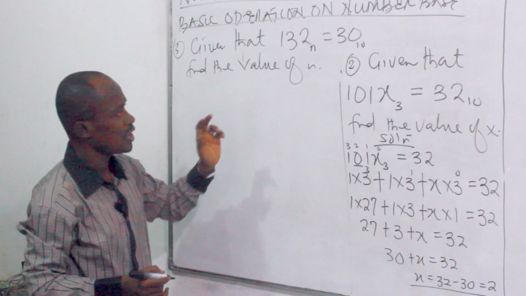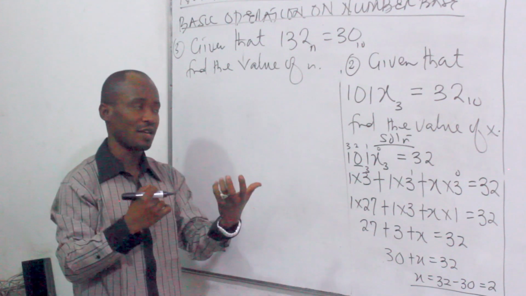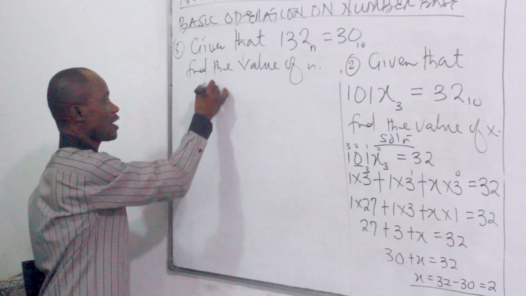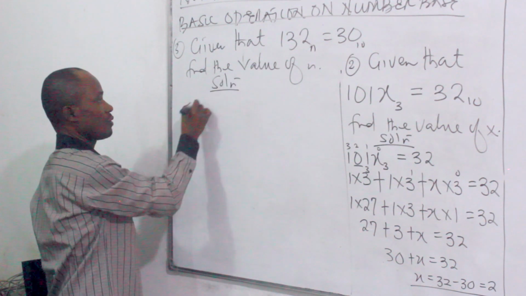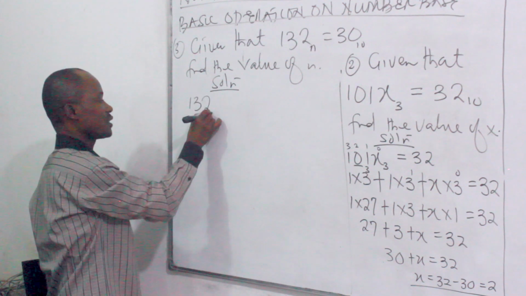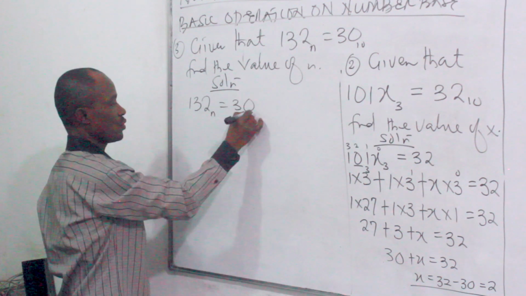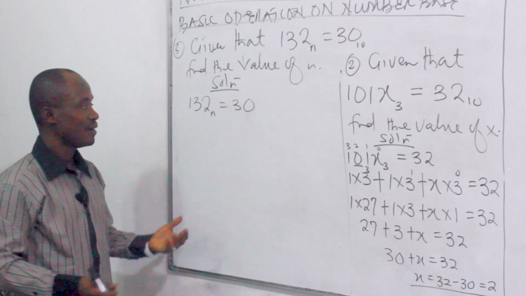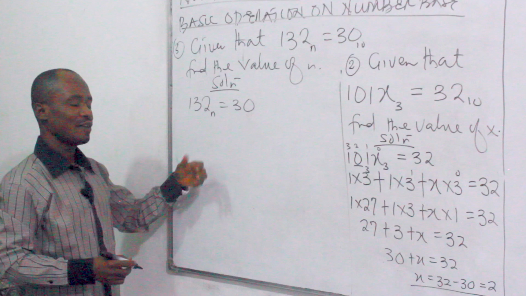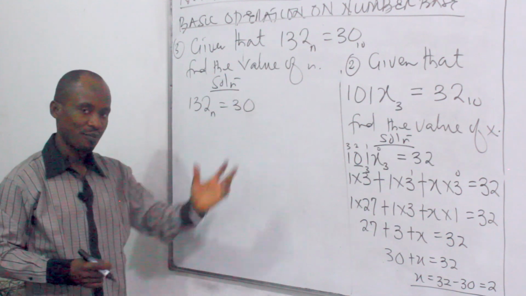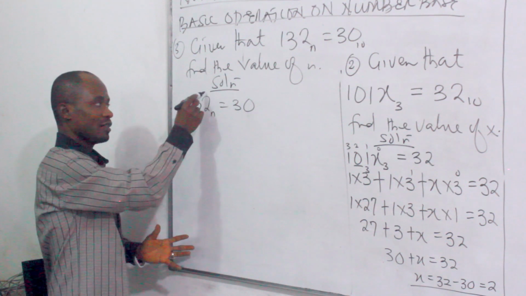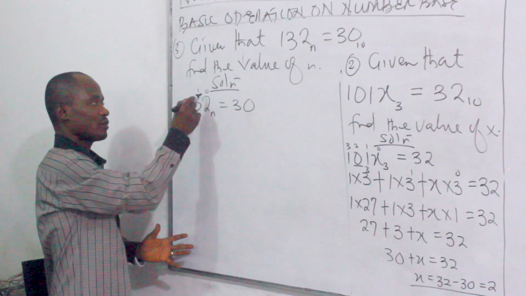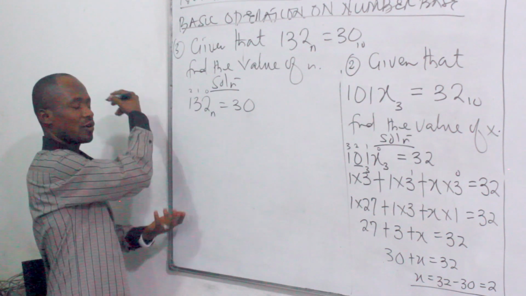And always try to write the base quite below the number. Alright, solution comes here. Here we have 132 base n equals 30 in base 10. Since in base 10 there's nothing to write, it is still the same thing as 30. Remember the idea, the long multiplication method. Before then, assign these imaginary powers: 0, 1, 2, 3, 4 continuously.